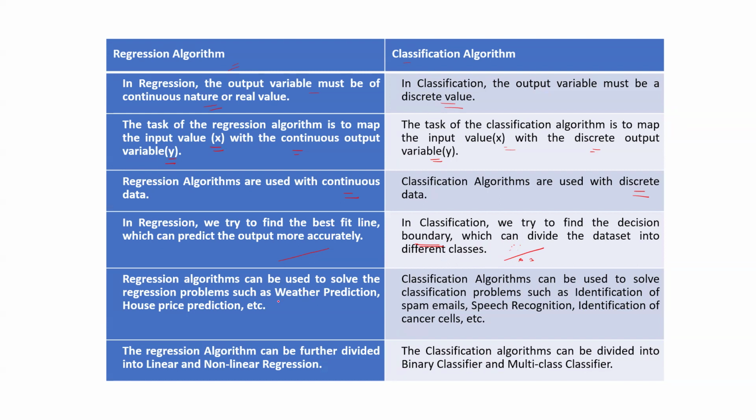Examples like weather prediction and house price prediction come under regression, whereas identification of spam emails, speech recognition, and identification of cancer cells, etc., all come under classification. The regression algorithm can be further divided into linear and non-linear regression, whereas classification can be divided into binary classifiers and multi-class classifiers.